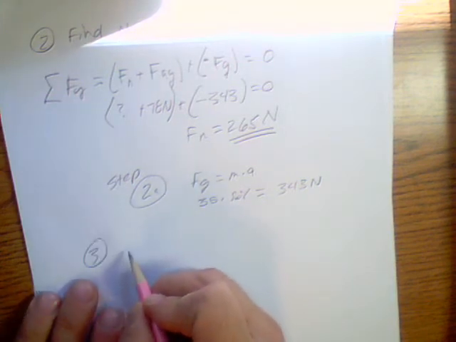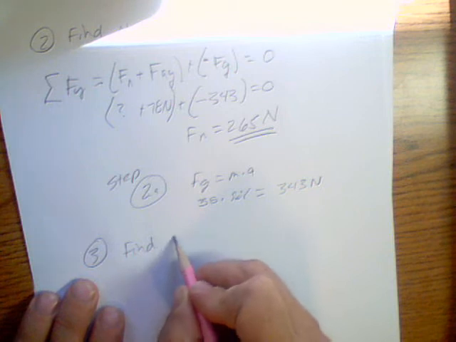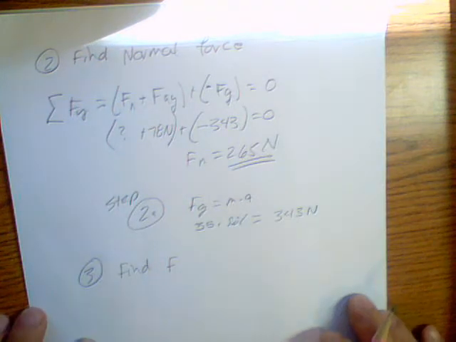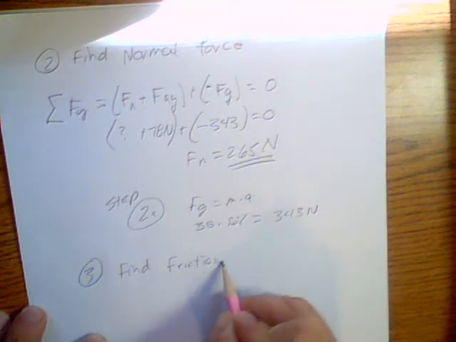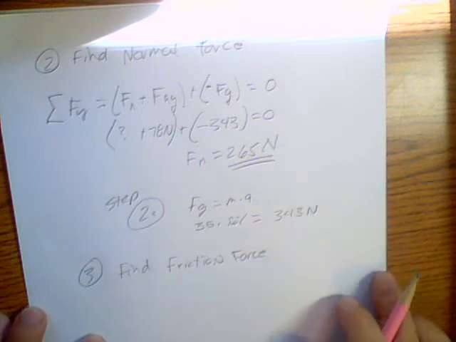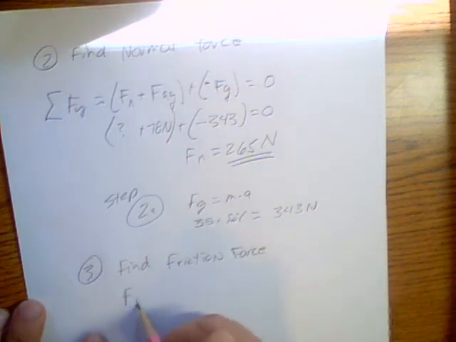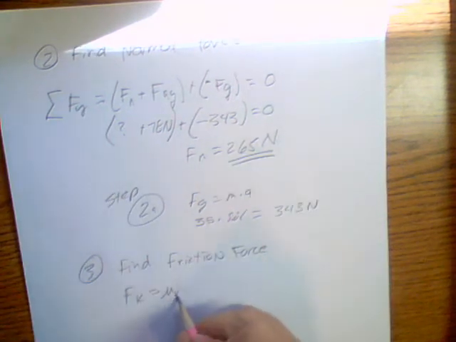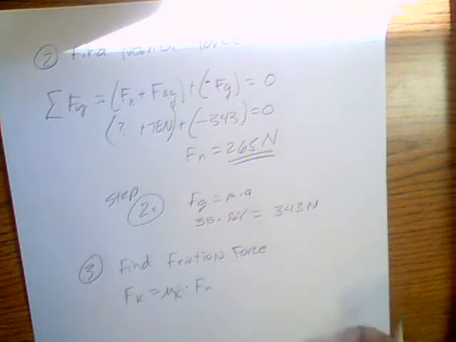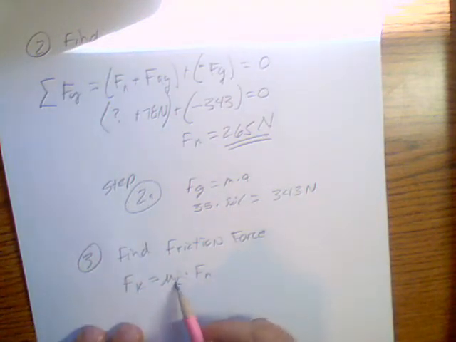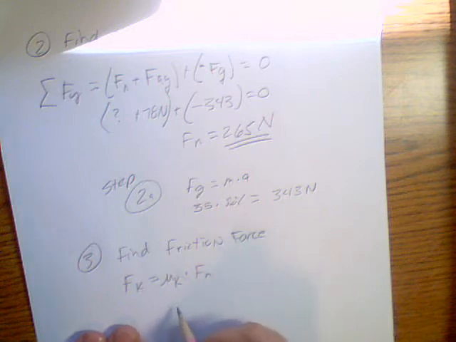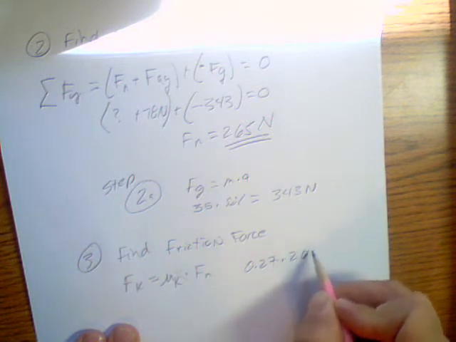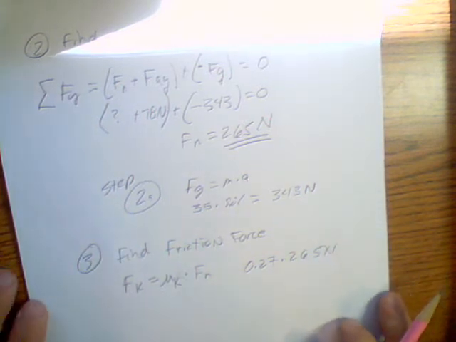Now in step 3, we have to find the force of kinetic friction. It is moving, so we know it's kinetic friction. Find the friction, and it's kinetic friction. And the way we do that is force of kinetic friction equals mu sub k times the normal force. So we've been given mu sub k, so that's nice and handy. So all we have to do is say 0.27 times 265 newtons.